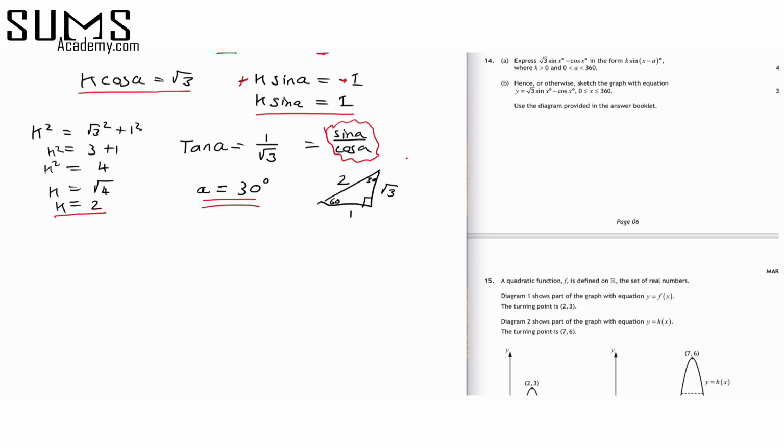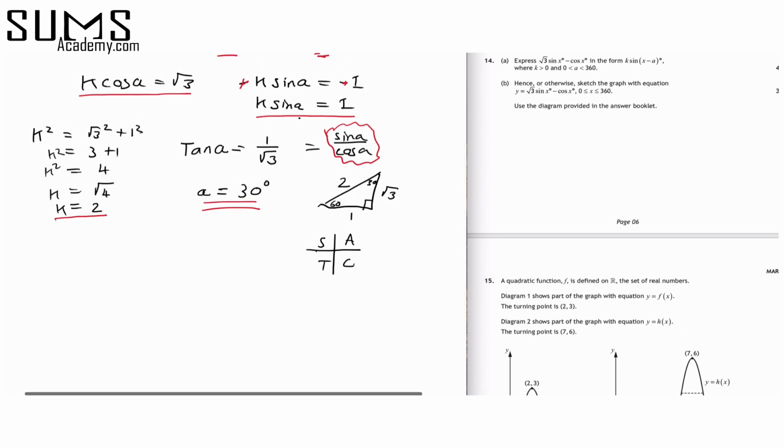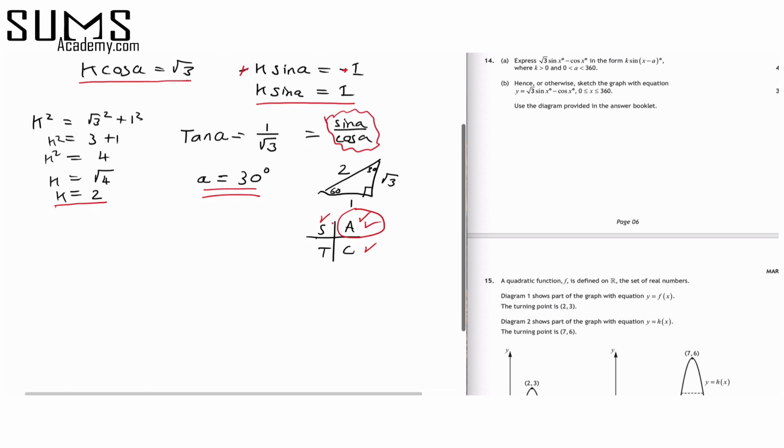Right, good. Now we need to think about the quadrant. So we have CAST. Think back to our two coefficients here. Well, they're both going to be positive. This one is positive in the first and fourth quadrants, and this one is positive in the second and first quadrants. So we're going to be looking at the angle in the first quadrant.